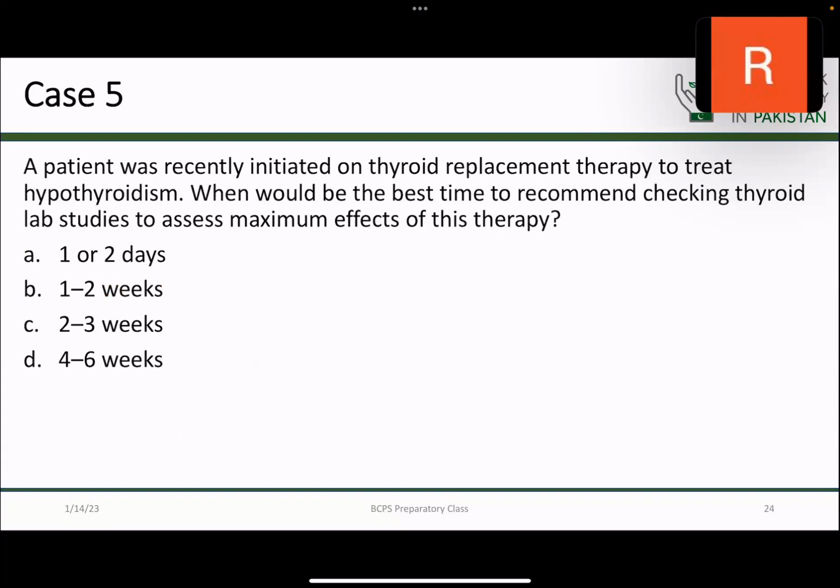There is another patient who has been recently initiated on thyroid replacement therapy to treat hypothyroidism. This is very important. When would be the best time to recommend checking thyroid lab studies to assess maximum effects for this therapy? The patient is taking therapy, but we already said that therapy takes some time to show effects. So what is the appropriate window in which we can check the labs to assess maximum effects of this therapy?